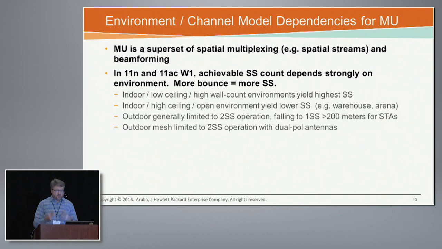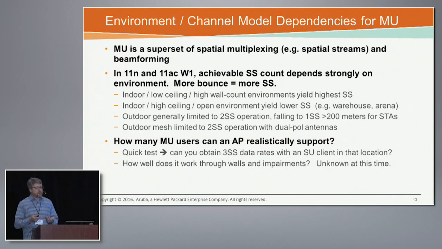We learned that low ceiling, high bounce environments give you the best spatial stream rates, if you just look at whatever data rate you're getting in Windows or Mac. So low ceiling, tight walls like this give the best rates. You go into a warehouse or an arena, something a little more open, and you're probably going to have a harder time maintaining the higher rates. And then outdoor, because we don't have a whole lot of bounce at all, is generally limited to two-stream operation, except potentially in the mesh case where we can get beyond the 200, 250 meter limit with special antennas.